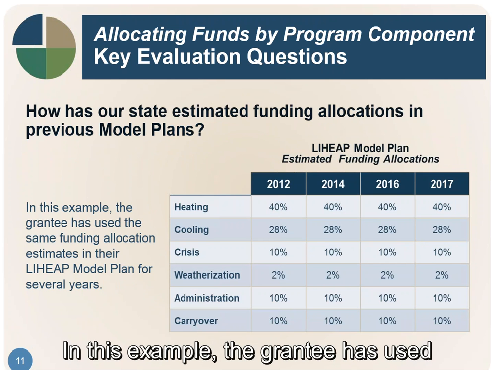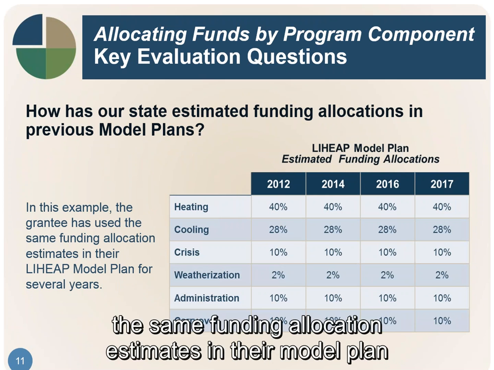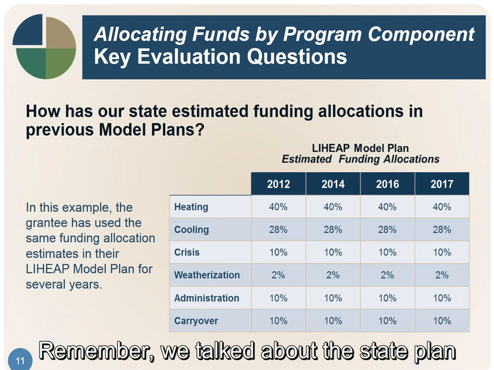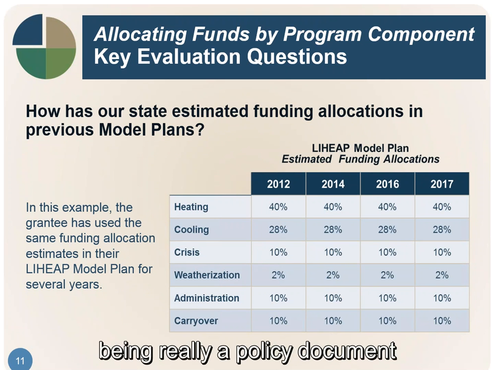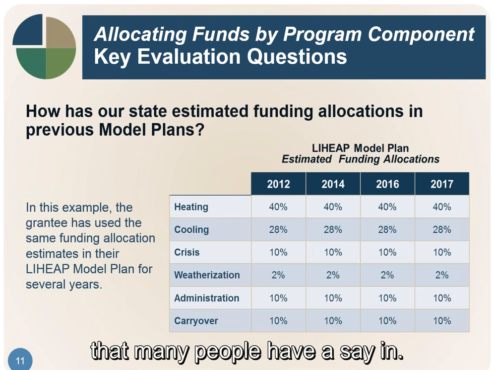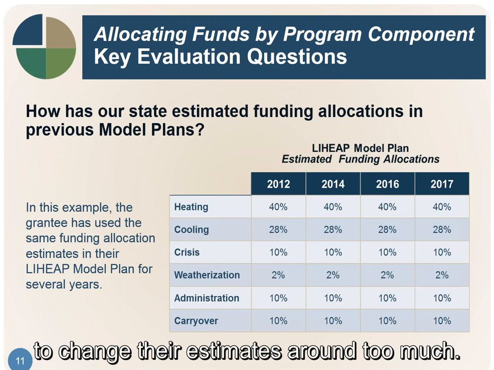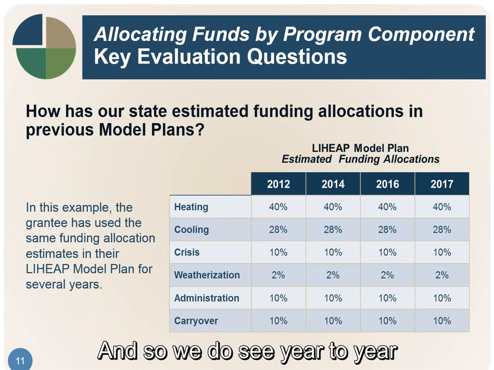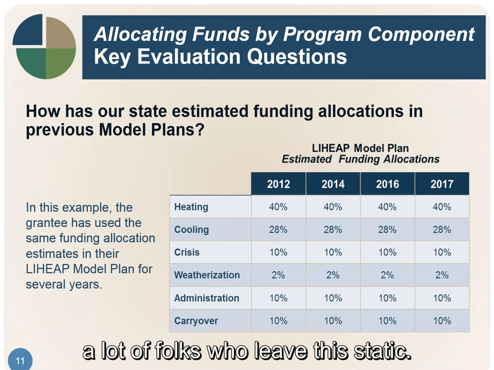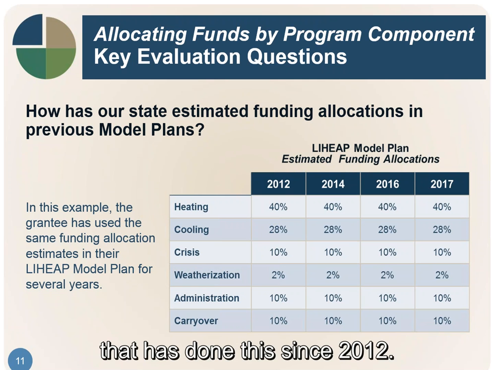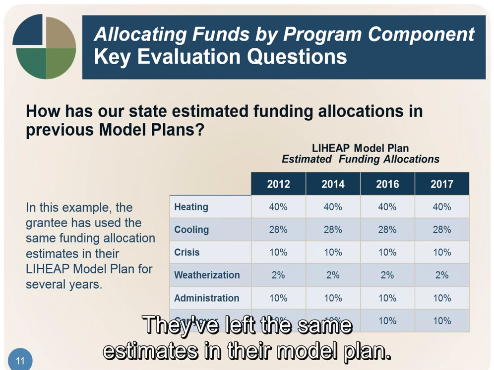In this example, the grantee has used the same funding allocation estimates in their model plan for several years. This is not unusual. Remember, we talked about the state plan being really a policy document that many people have a say in, and so people are a little hesitant to change their estimates around too much. And so we do see year to year a lot of folks who leave this static, and this is one example of a plan that has done this since 2012. They've left the same estimates in their model plan.